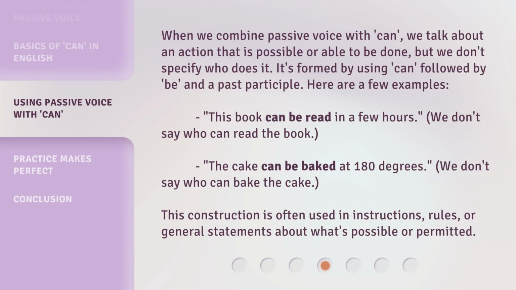When we combine passive voice with can, we talk about an action that is possible or able to be done, but we don't specify who does it. It's formed by using can, followed by be, and a past participle. Here are a few examples. This book can be read in a few hours. We don't say who can read the book. The cake can be baked at 180 degrees. We don't say who can bake the cake. This construction is often used in instructions, rules, or general statements about what's possible or permitted.